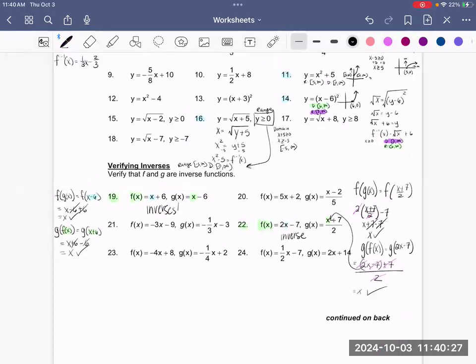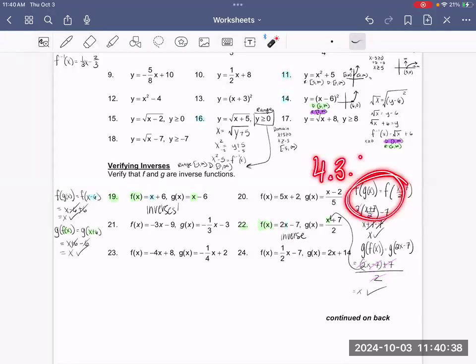Doing the same for 20, 24, 21, 23, just by plugging in one of those following. If you're having a hard time with this, please watch 4.3, where we talk about compositional functions.